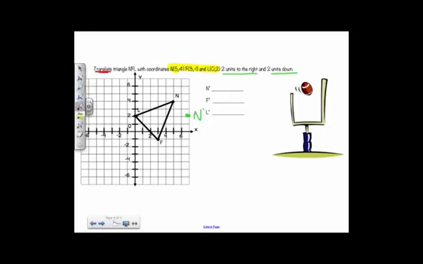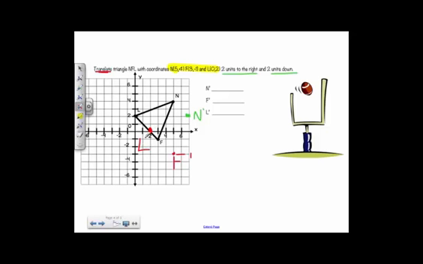Okay, so for F, I'm going to do the same thing. I'm just going to go to the right 2 and down 2, and this is my new F right here. So this right here will be my F prime. And then lastly, I will do the same thing with my L. So this is L right here. I'm going to go 2 units to the right, 2 units down. So this right here is where I'm going to place my L prime.